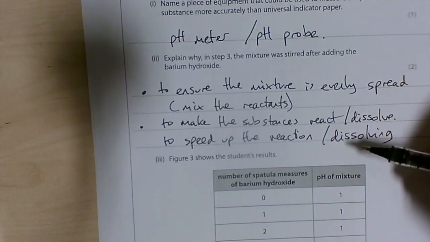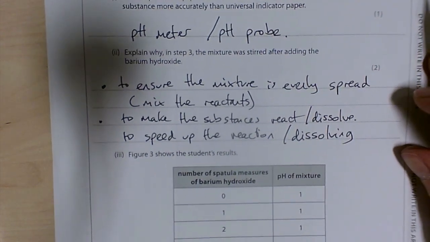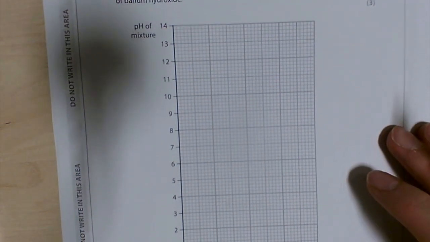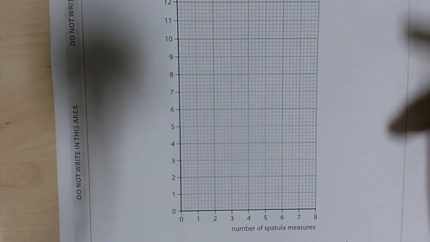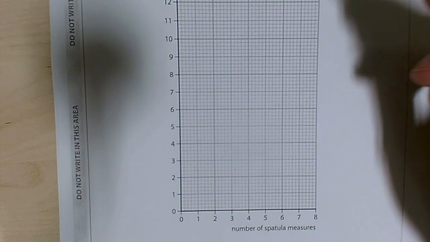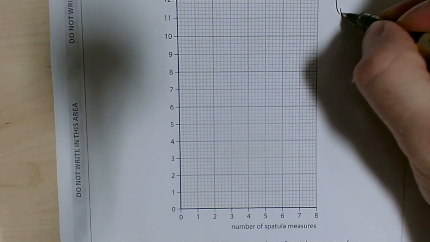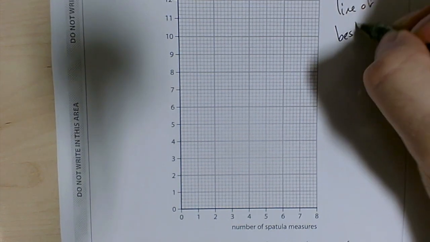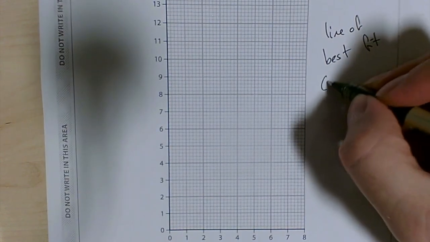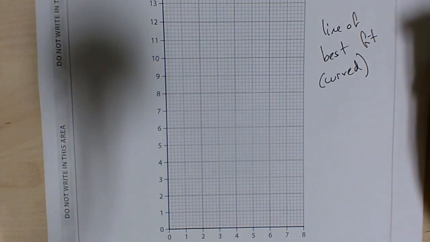Then we've got a set of data, very similar to what you did in your core practical, and we had to use that data to plot a graph of your results. So it's quite a nice straightforward graph to do. I'm not going to waste time on the video plotting all of those points for you, other than to say that you should have a line of best fit, and it should be a curved line of best fit. Okay, you shouldn't be doing join the dots.